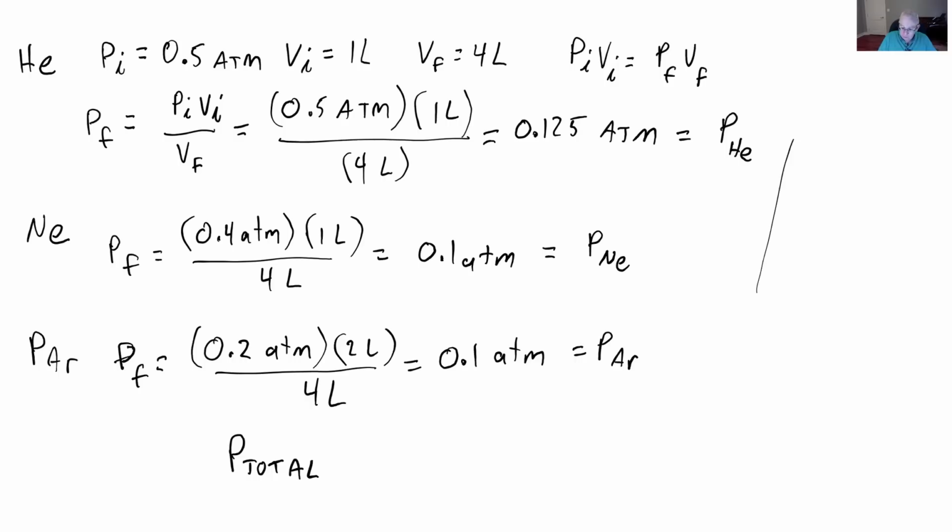If I wanted the total pressure, the easiest way to get it, because those calculations were all easy to do, right, is just to say the total pressure is the sum of all the partial pressures, because those are the only gases in there. So it's the helium plus the neon plus the argon. I put all those in and add up those numbers, and that says my total pressure must be 0.325 atmospheres.